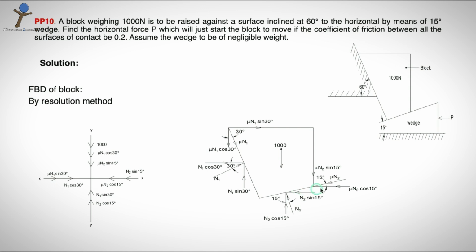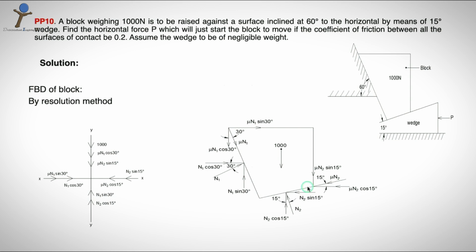I repeat this point. The wedge is moved in leftward direction by applied force P. Then the frictional forces that are acting on the wedge will be in upward direction. Then the frictional force acting on the block will be equal in magnitude but opposite in direction at the contact surface of the block. That means in downward direction. So, your mu N2 is represented in downward direction.